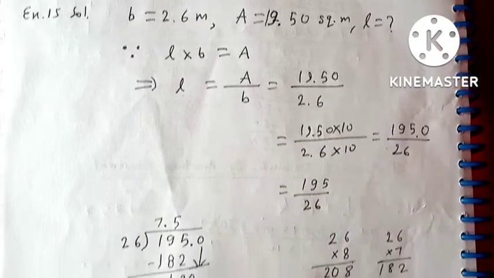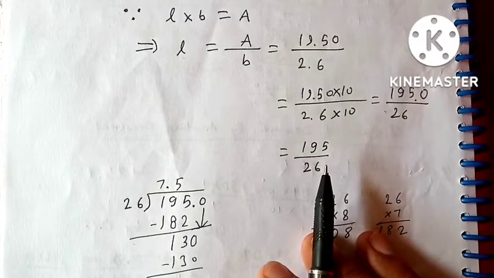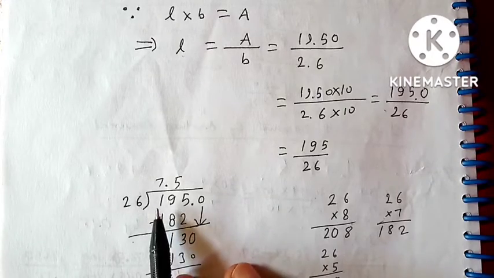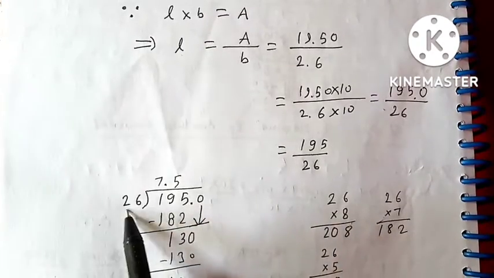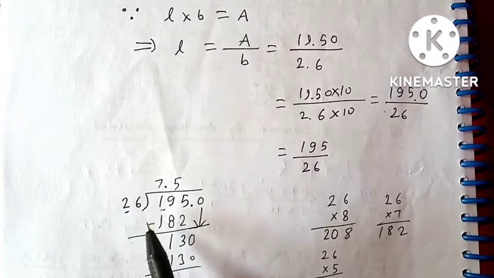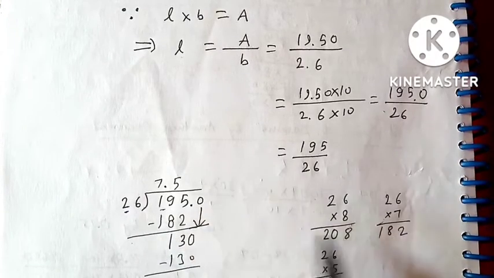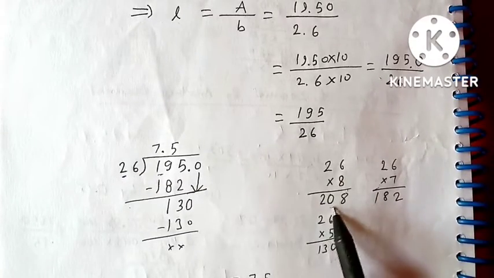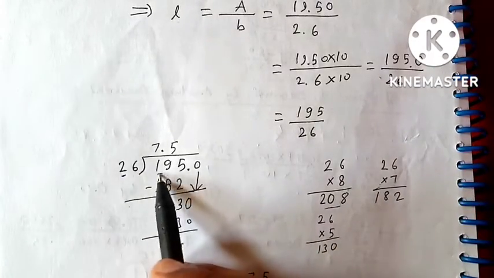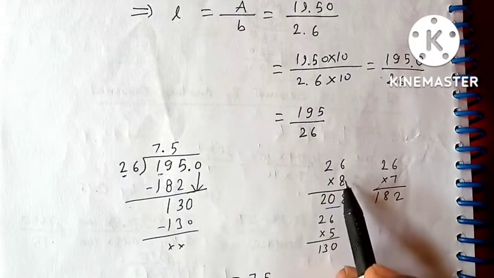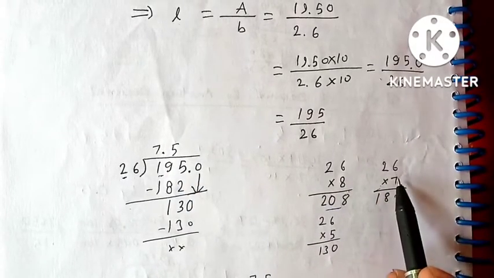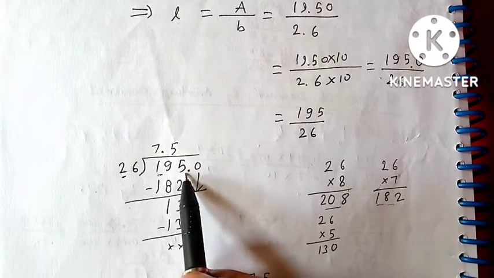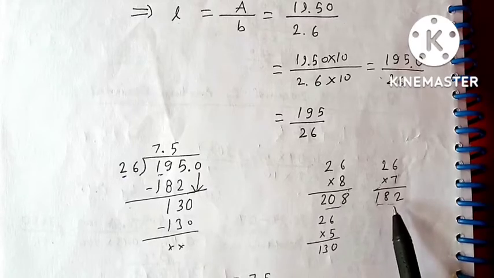Now you can write it as 195 upon 26. Now you have to divide 195 by 26. So you should multiply here 2, here 19. So you can guess what should be quotient. If you guess 8, so you have to multiply 26 with 8. After multiplication, you have 208, which is more than 195. So you can't take 8 as the quotient. If you take quotient as 7, then product is 182, which is less than 195. So you must take quotient 7.